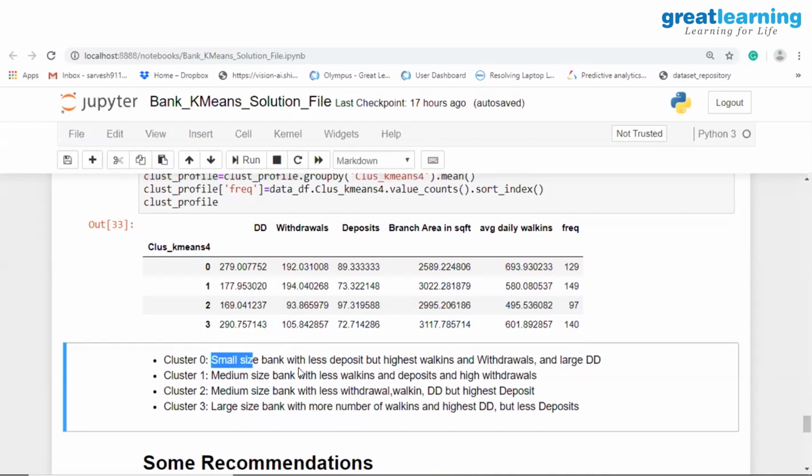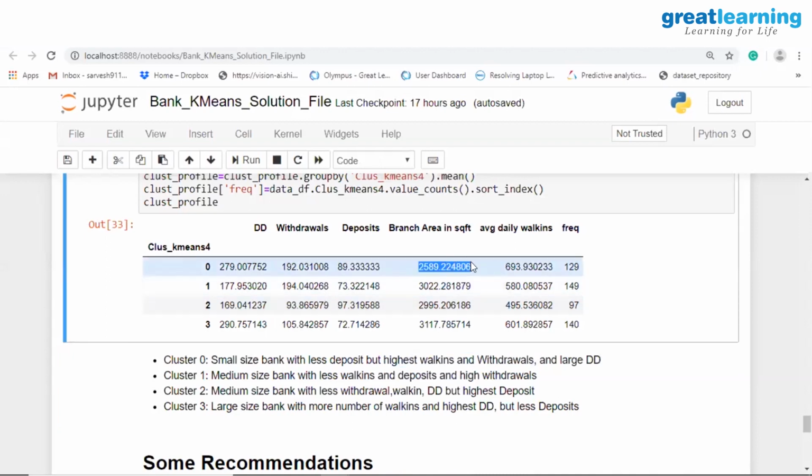It is a small size bank with very small deposits, but the walk-ins are very large in number. Withdrawals are also very large in number, and large deposits are happening. So we could focus on their infrastructure and the banking facilities. The area is smaller compared to the remaining clusters, and the bank size is smaller, so you focus on the infrastructure.